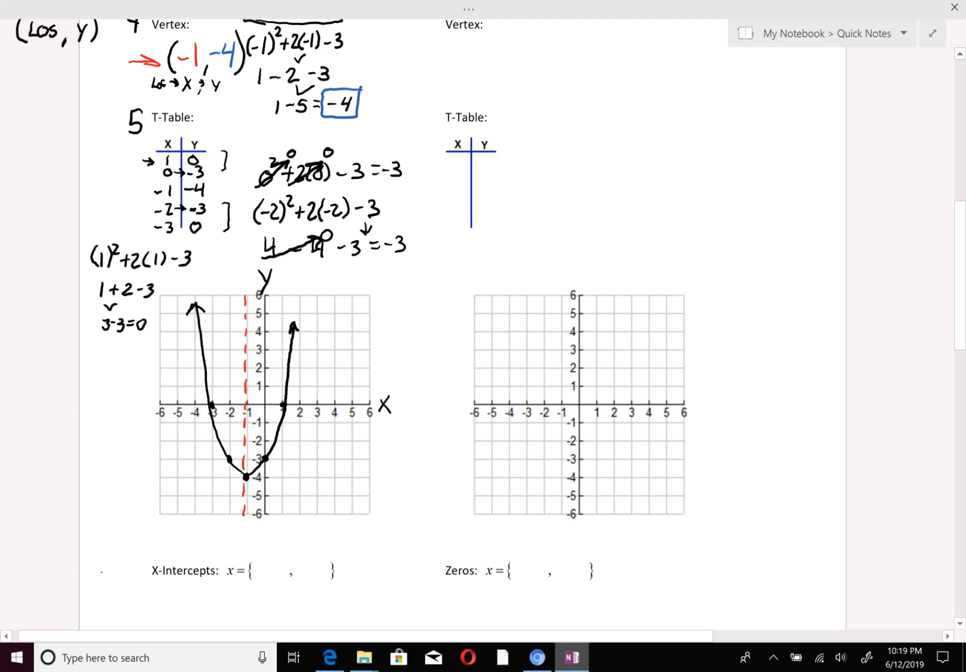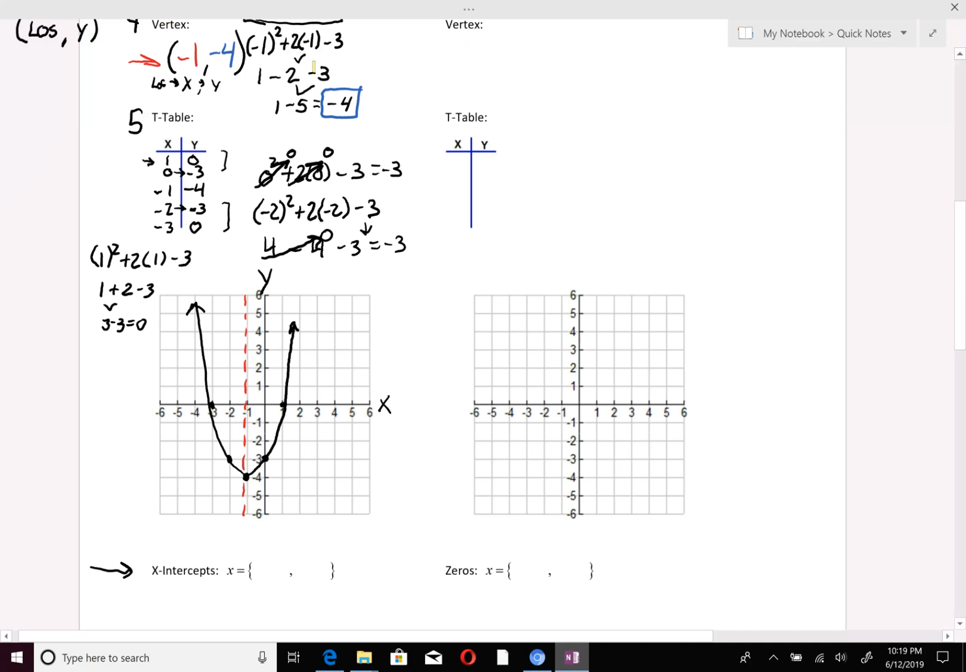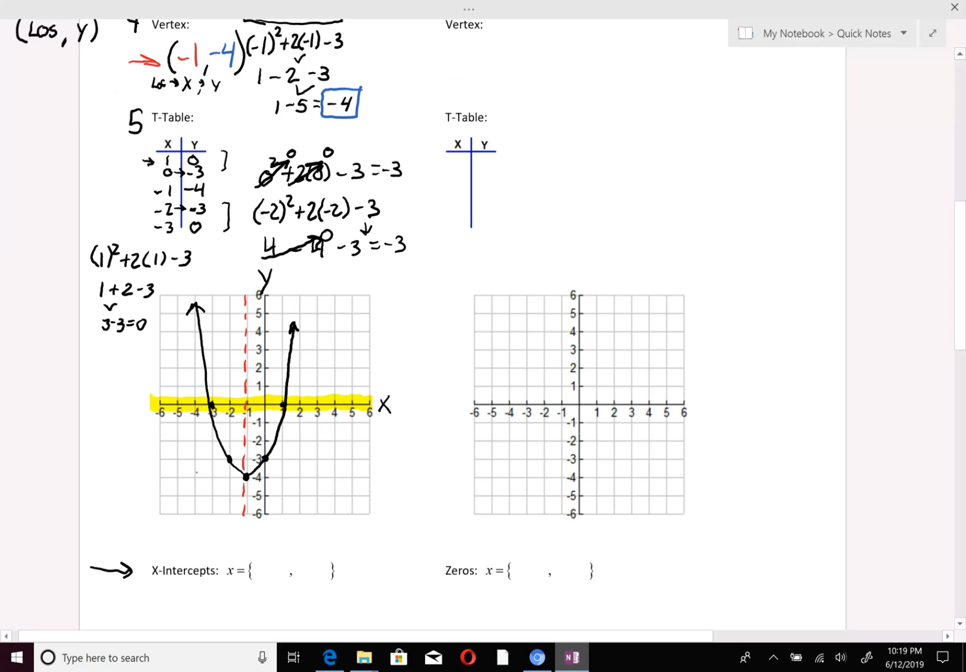The last thing I have to do is the x-intercepts. And so what that means is wherever our parabola crosses the x-axis, so this axis in yellow, that is considered a solution or an x-intercept. So if you notice, it crosses here at -3, and it crosses at +1. So -3, +1 are our x-intercepts.